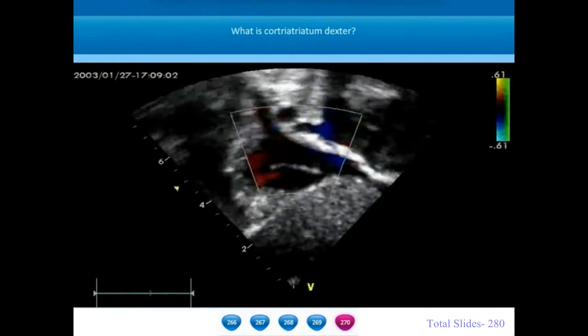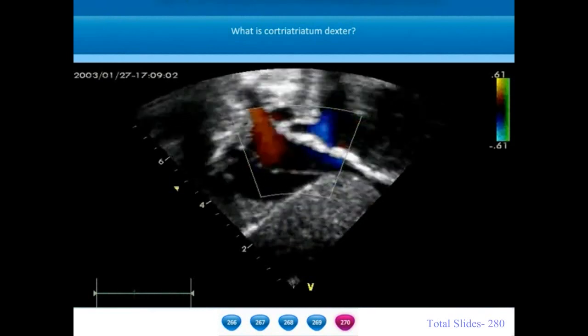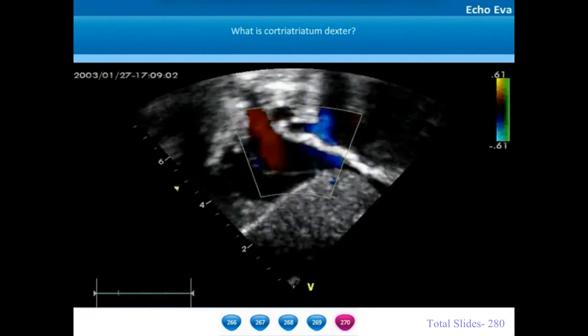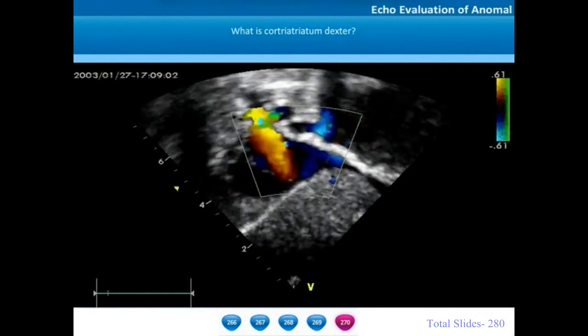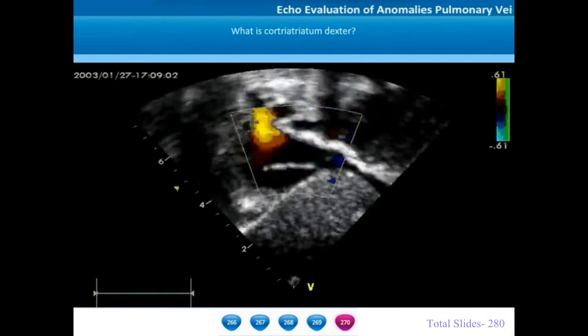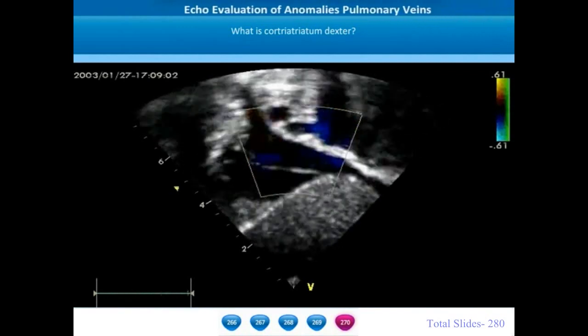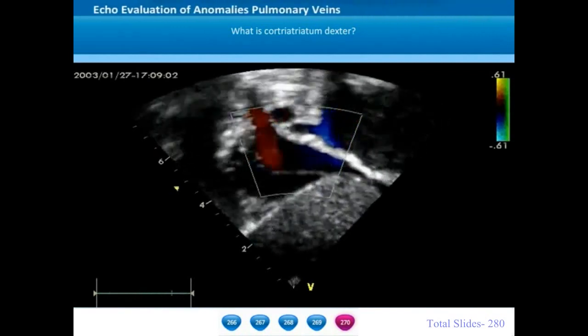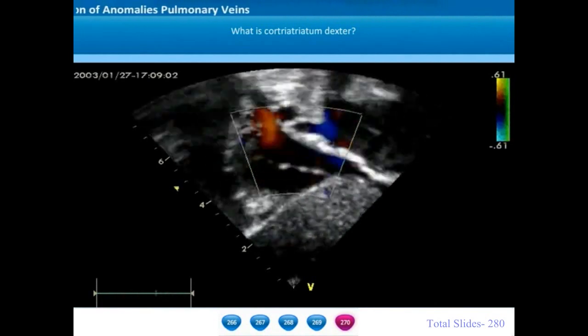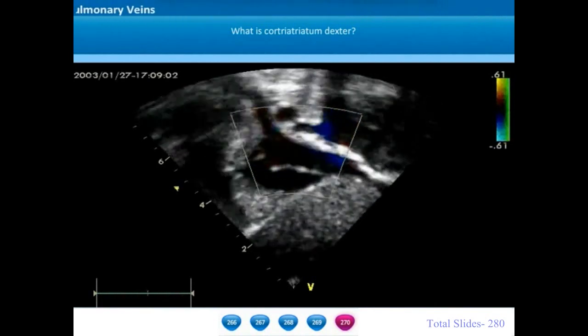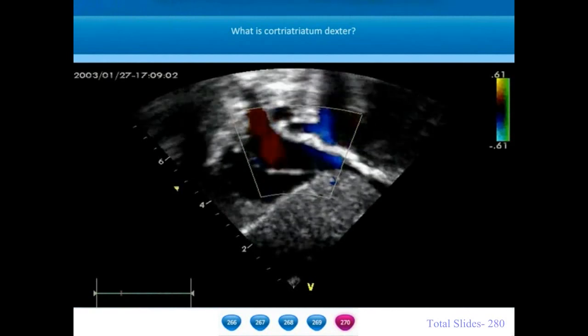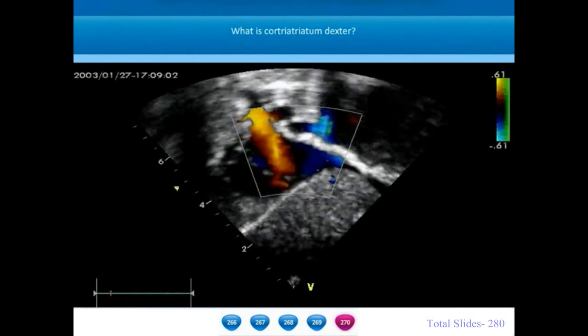This happens due to an abnormally long persistent Eustachian valve of the inferior vena cava that forms a thin Chiari network, and this membrane gets attached to some portion of the right atrium, thereby showing an appearance of partitioned right atrium.